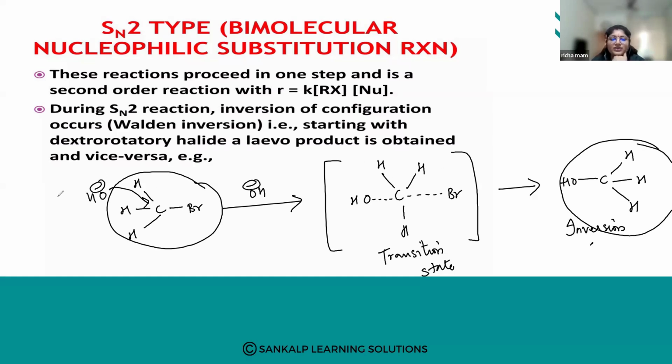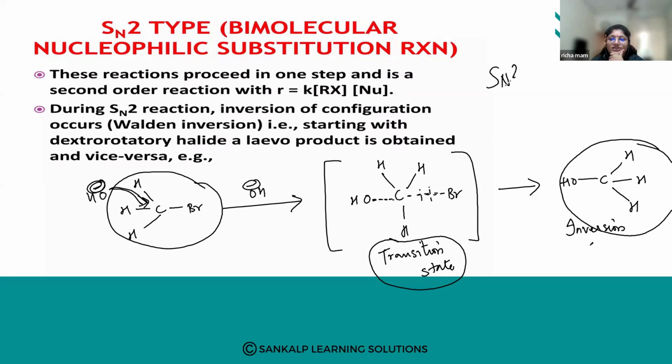So what is happening here? The attack of the nucleophile takes place from behind. So as a result, the new bond is forming here and the old bond is breaking here. Making and breaking of bond take place simultaneously and it undergoes via a transition state to form a new inverted product. So this is your SN2 mechanism.